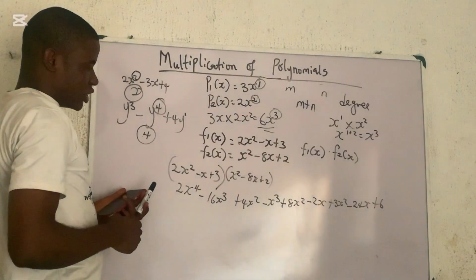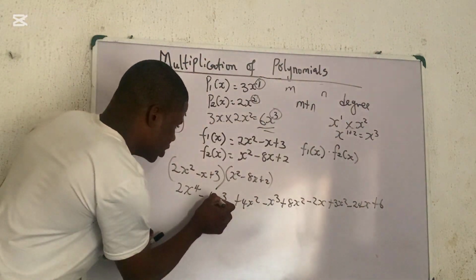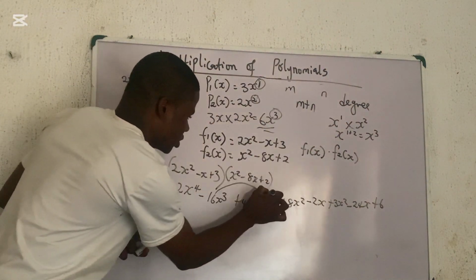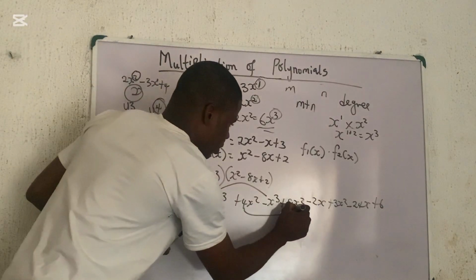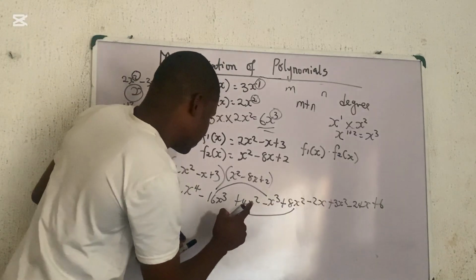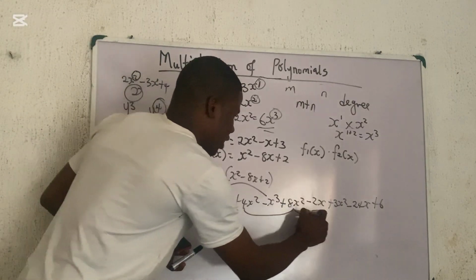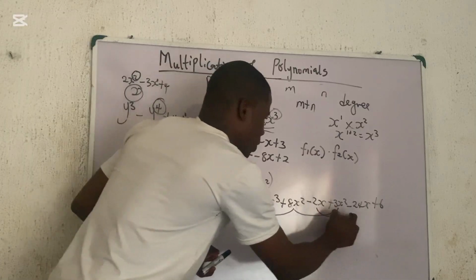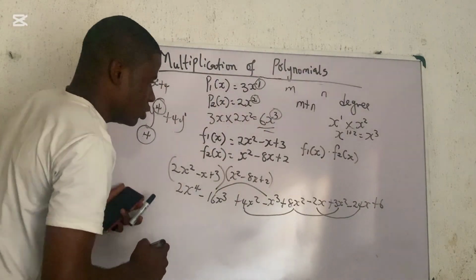Now, being fast, I just have to take the ones that are like terms. Now, if you watch minus 16x raised to power 3 and minus x raised to power 3, they are like terms. Plus 4x squared and plus 8x squared, they are like terms. Which ones again? If I watch, 1, 2, 3, I can see another like term to them. Then minus 2x and minus 24x, that are what? Like terms. So what I just need to do is to add them.